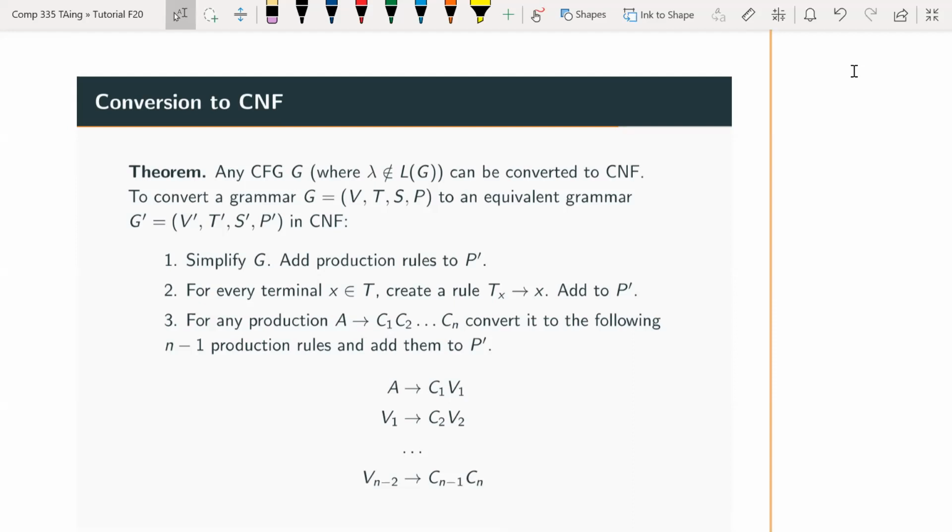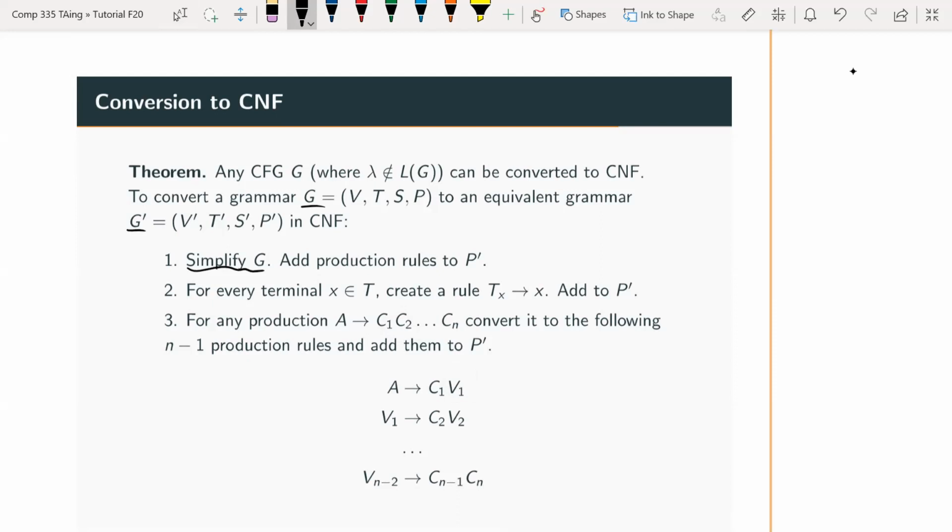So the first step in converting a grammar G, so if you have a grammar G and you want to convert it to G prime, is to simplify G. Okay, so you're going to remove the lambda productions, remove the unit productions, remove the useless productions. That's the whole reason why we did the simplification, was exactly for this, because if you want to get a grammar in CNF, you have to simplify it first.